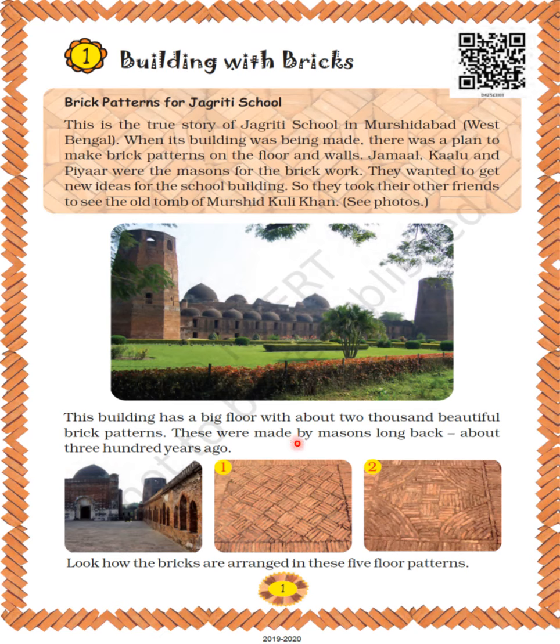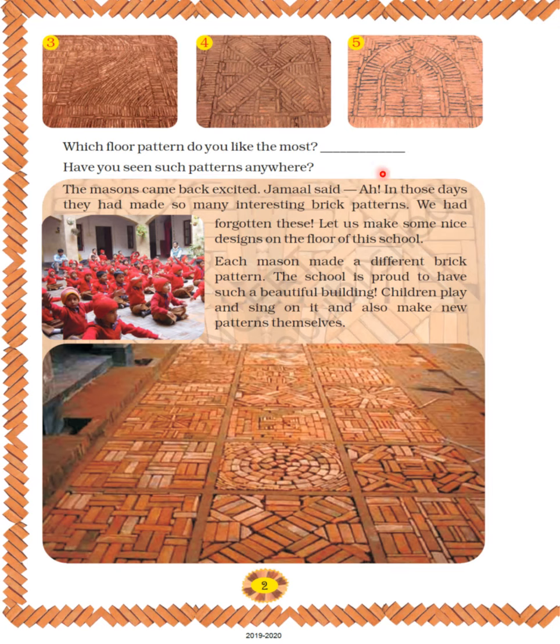This building has a big floor with about 2000 beautiful brick patterns, and these were made by the masons about 300 years ago. Now look how the bricks are arranged in these 5 floor patterns: first, second, third, fourth and fifth. Now the first question is, which floor pattern do you like the most? I like the fifth pattern. You can write the answer according to your choice. Have you seen such patterns anywhere? Yes, I have seen such patterns in mosques.